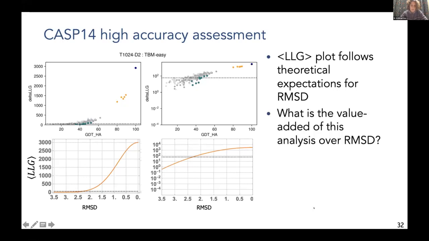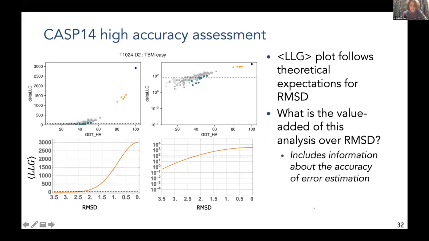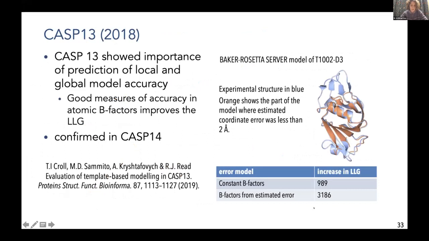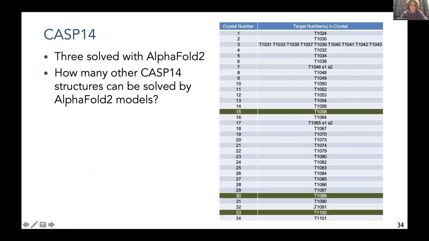So it's legitimate to ask the question, what's the value added of this analysis for molecular replacement over just looking at the RMSD? As the RMSD is getting better, our LLG is getting better, that's what we would expect. And if I can answer my own question, the molecular replacement score also captures the information about the accuracy of the error estimation that the participants have to give as part of their modelling procedure. So CASP-13 clearly showed the importance of the prediction of local and global model accuracy when it came to molecular replacement. This is where you put your model accuracy and your B factors. And that was confirmed in CASP-14 here. So this is really the question du jour.